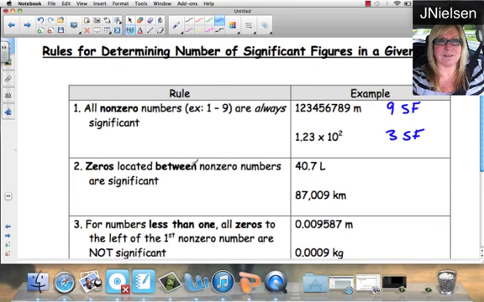Zeros located between non-zero numbers are always significant. So this 0 is embedded between 2 numbers. So that's going to be 3 sig figs. Here, I've got zeros embedded between 7 and 9. These are all significant, so this is going to be 5 sig figs. Now, I could also use the Atlantic rule, decimal absent. I'm going to go to the right, count the first non-zero digit, which is 9, and everything in front of it, so it's also 5.